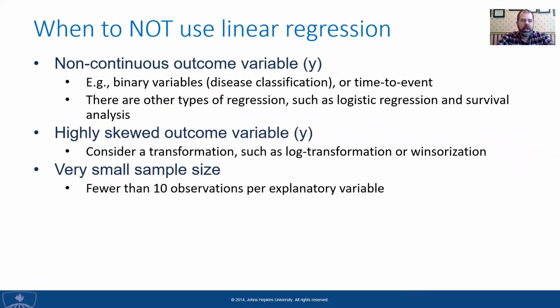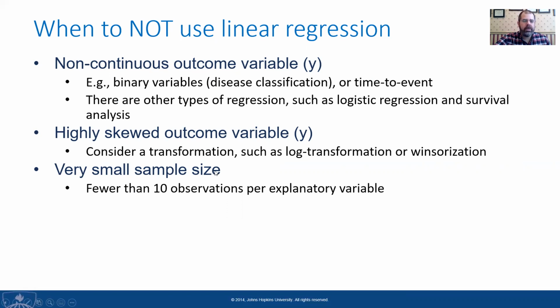When not to use linear regression. If you have a non-continuous outcome variable, such as a binary variable like disease classification, or a time to event variable, there are other types of regression, namely logistic regression and survival analysis, that will be covered in other sections of this workshop. If you have a highly skewed outcome variable, then you can still use linear regression, but you may want to consider a transformation such as log transformation or Winsorization, wherein we pull in extreme values of that Y variable, because otherwise we may have problems with the fit of the model.